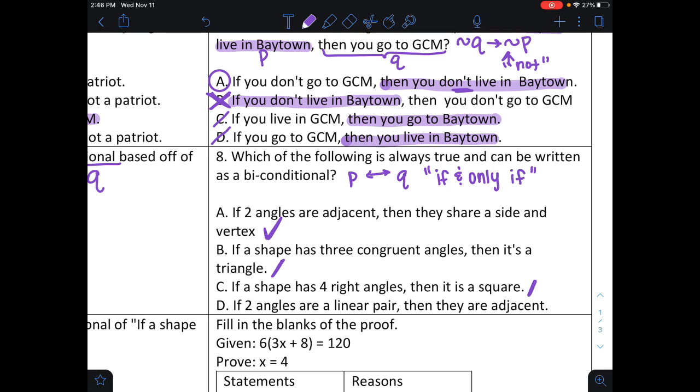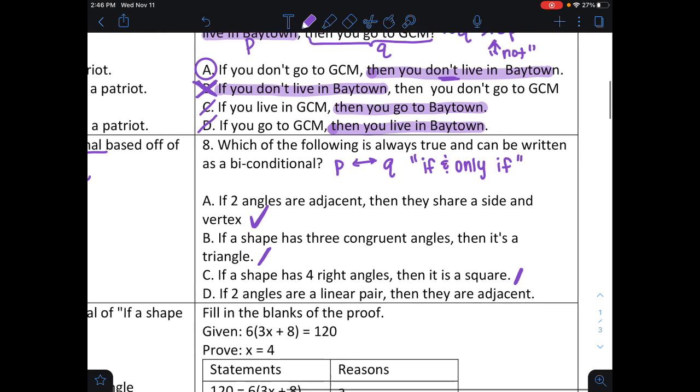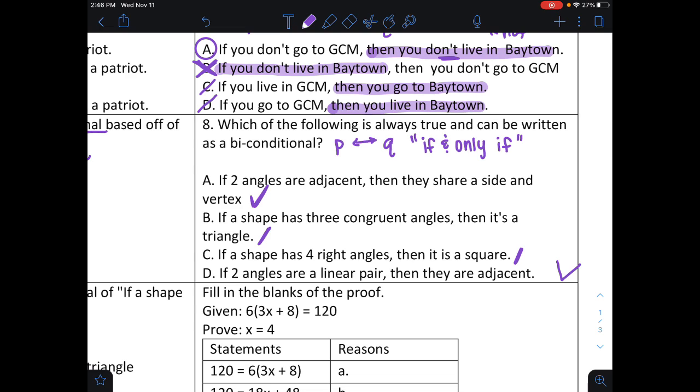All right, if two angles are a linear pair, then they are adjacent. That's true, but if you put it backwards and say if two angles are adjacent, then they are a linear pair, that's not always true, because you can have an angle that looks like this, and then you break it up into two angles. Now these two angles are adjacent, but they're not a linear pair, so that's not always true. So the only one that's always true is A. All right, sorry for the confusion on number 8.